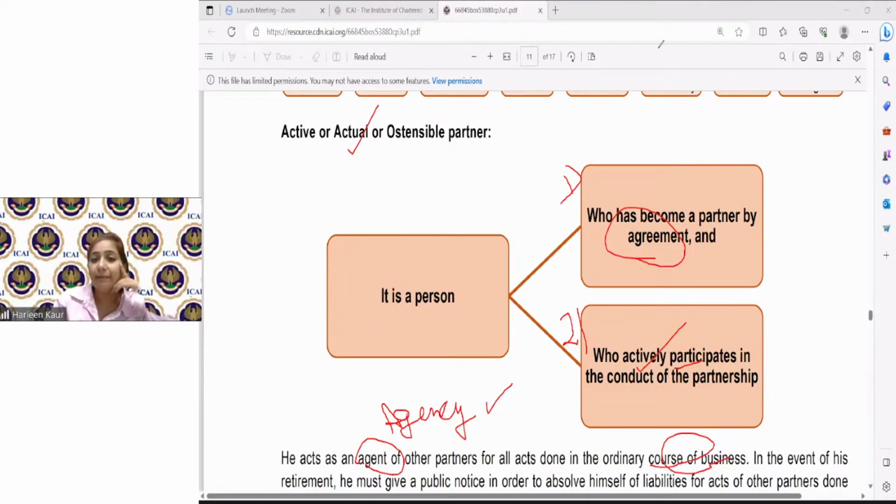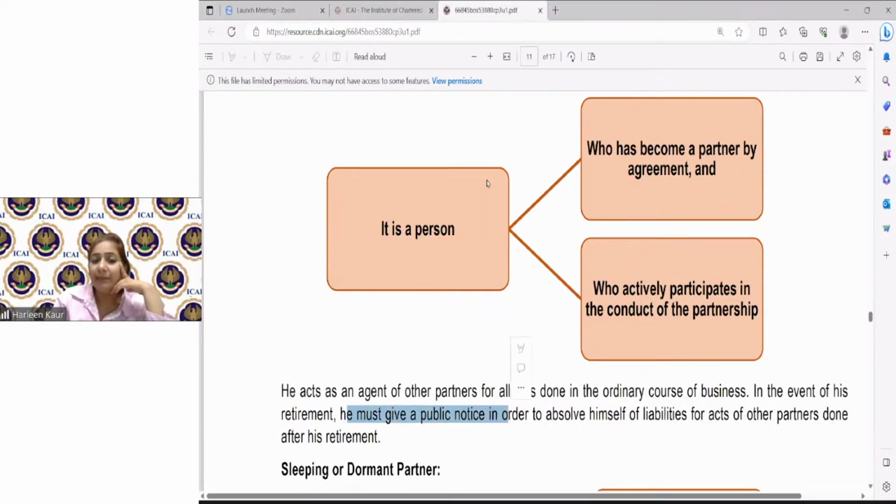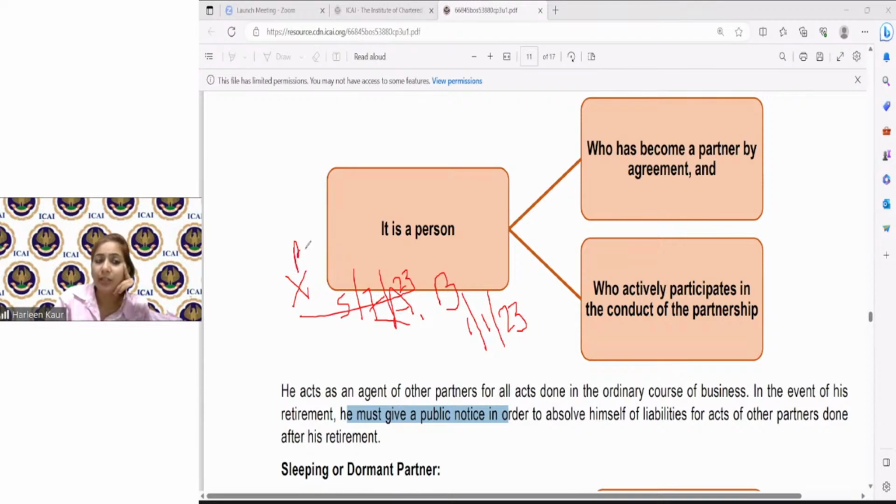In the event of retirement, he must give a public notice. Now, children, you tell me one thing. A and B signed an agreement. Listen carefully. A and B signed an agreement on 1st January 2023 to do a business. On 5th July 2023, A left this firm. Retirement means leaving and going away, the outgoing partner said bye, and he left the firm. There were three partners, A, B, and C. Now B and C continued the business.